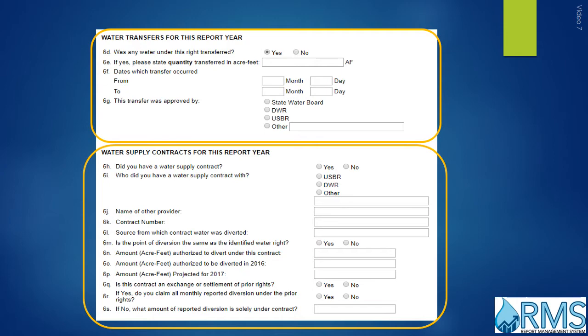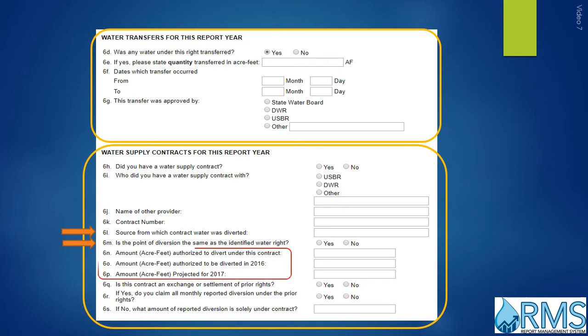Users who have entered a contract should respond to questions H through S, and in particular, note Part L, the source from which the contract water was diverted. This means the original source of the water, such as the stream, reservoir, or other water source. And question M, if the point of diversion is the same as the identified water right. For example, if a new point of diversion was added, then the POD would change.